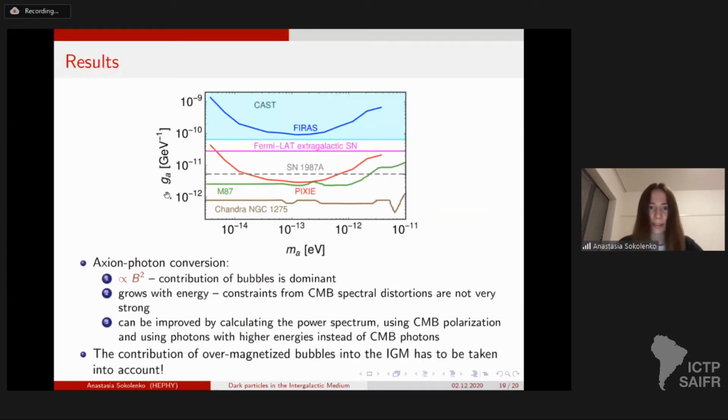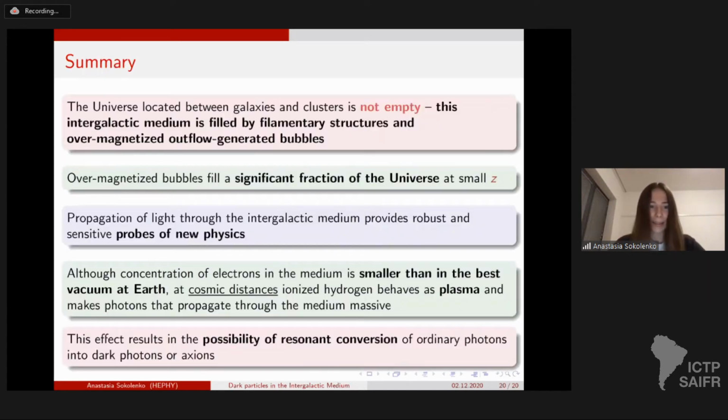And here's the result. Unfortunately, in comparison with dark photon, the results from intergalactic magnetic fields with CMB are not strong compared to other constraints. To improve them, we need to go to higher energies, but we don't have such well-studied sources there. That's a problem. So I will come to my conclusions. Our universe is not empty, and it is filled with filamentous structures that could make the photon massive, and with outflows of magnetic fields. And it could give us the opportunity to check our models and put some constraints. Thank you.